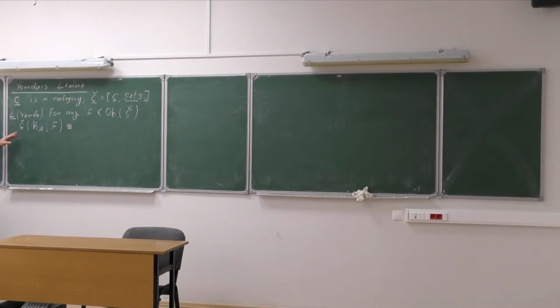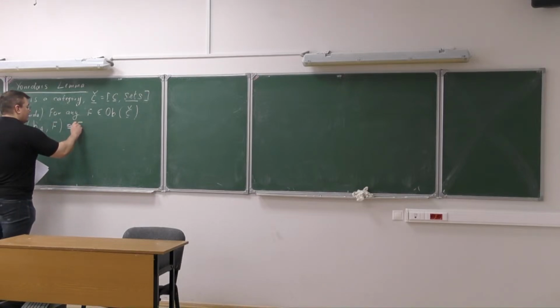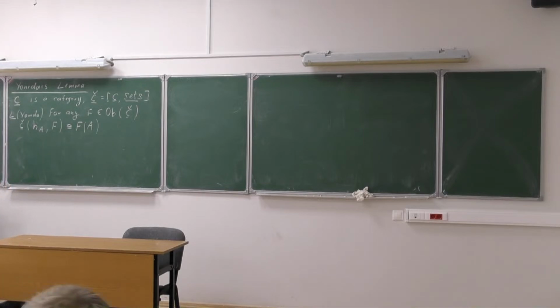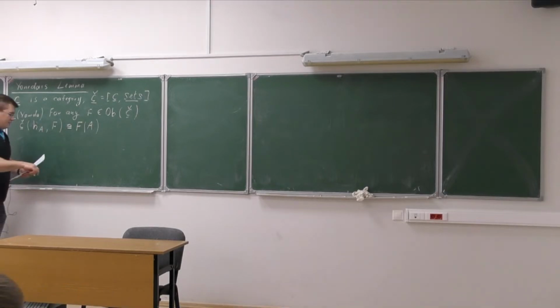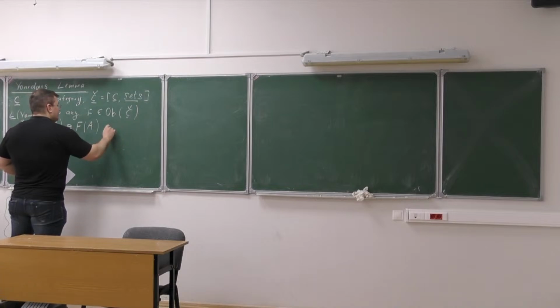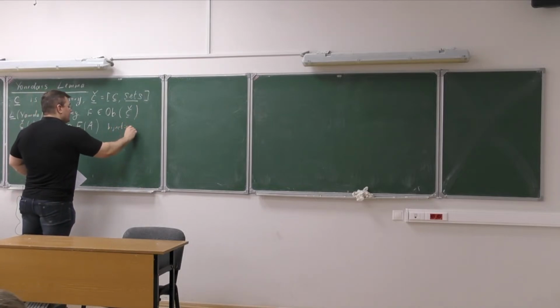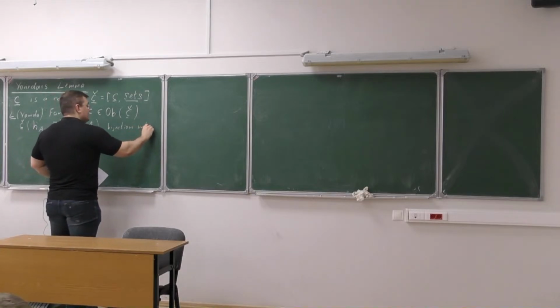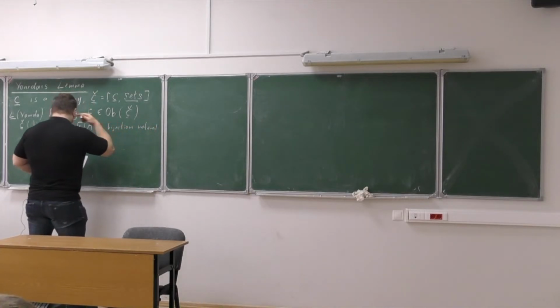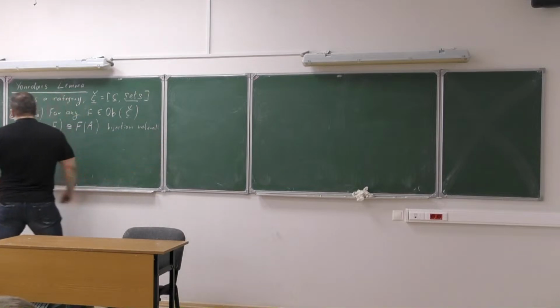So this set of natural transformations is in bijection. It's just the value of this functor on the object A. So this is a bijection, natural in A and F.